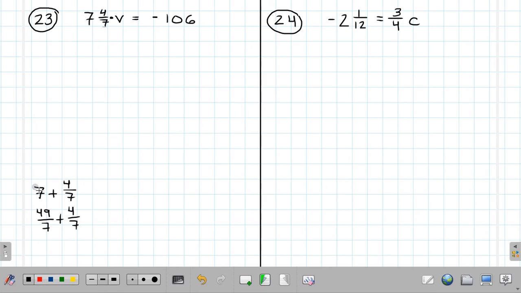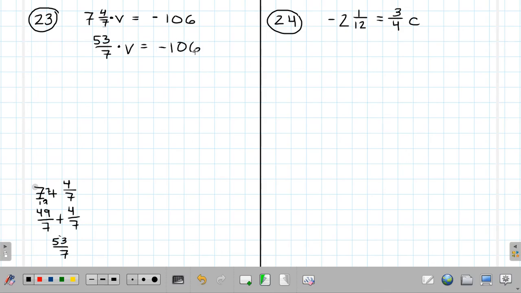And all I'm doing here is I'm writing 7, so technically 7 over 1. I'm multiplying that times 7. So this has to be times 7. So that's where I'm getting the 49 over 7 plus 4 over 7. That gives me 53 over 7. That's telling me what this is as a fraction. So I can actually rewrite this as 53 over 7 times v is equal to negative 106.